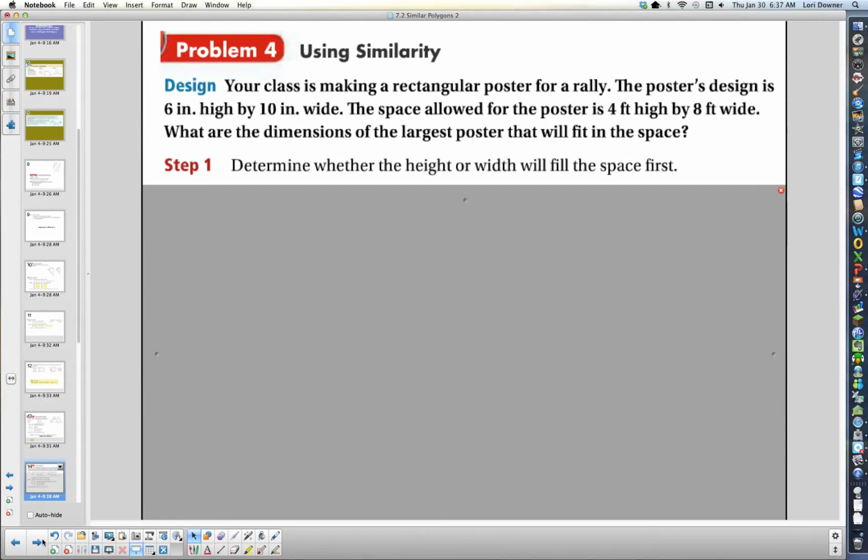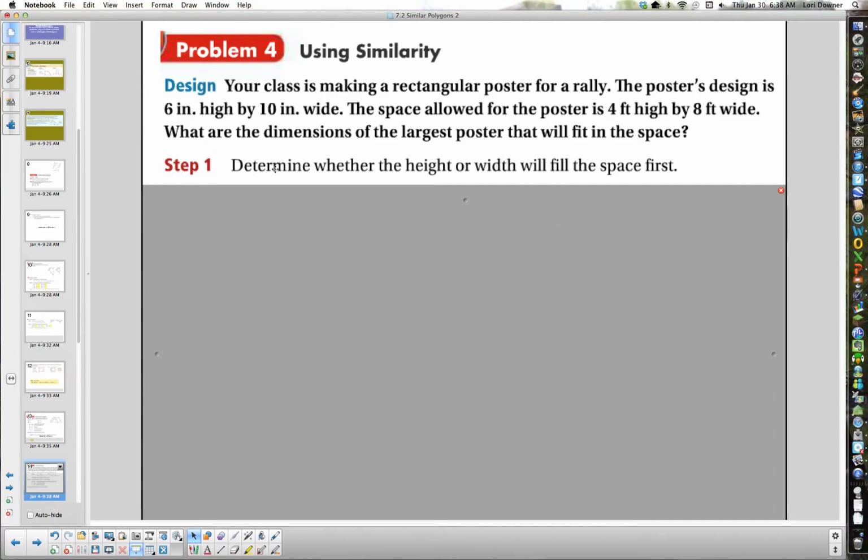let's use similarity. Your class is making a rectangular poster for a rally. The poster's design is 6 inches high by 10 inches wide. The space allowed for the poster is 4 feet high by 8 feet wide. What are the dimensions of the largest poster that will fit in the space?